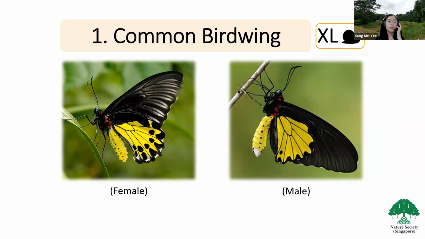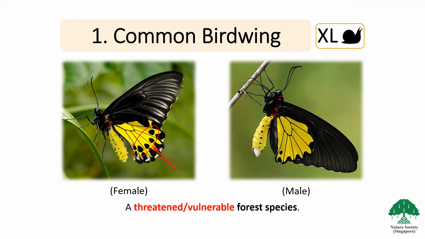So the common birdwing is actually our largest butterfly in Singapore. You can see the colors are very striking. It has this bright yellow color on the hind wings as well as its abdomen. Now the female and male look different. The females have these black spots along the margins of their hind wings. Even though the common birdwing has common in its name, it is actually uncommon in Singapore.